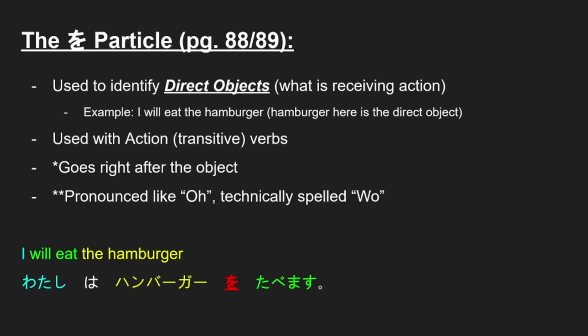私はハンバーガーを食べます. I kind of skipped through the rest of the details here, but this will go right after the thing it's describing, and this will be the case for all particles because, like I've mentioned before, the function of a particle is to show its relationship with either the verb or the words around it. So it will always follow, especially the O particle, the object that is receiving that action.